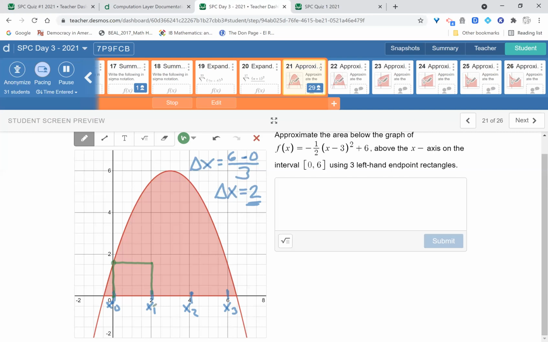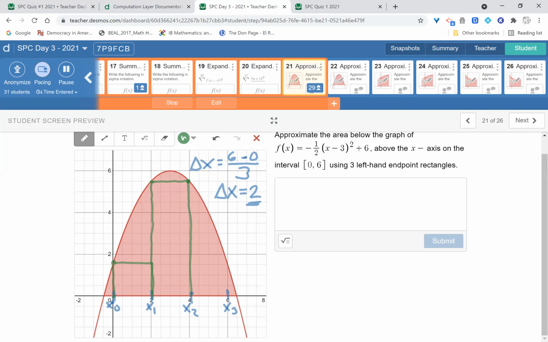Now, on my next subinterval, I'm going to do the same thing. My interval is from x sub 1 to x sub 2. What's my left-hand endpoint? x sub 1. So I'm going to start at x sub 1 and draw straight up until I hit the function. Then I'm going to draw a horizontal line until I hit the value x sub 2, which happens to also hit the function. Draw that down like this. So I got my rectangle.